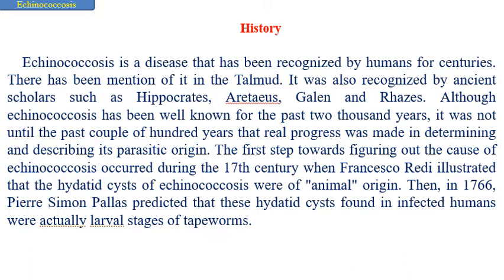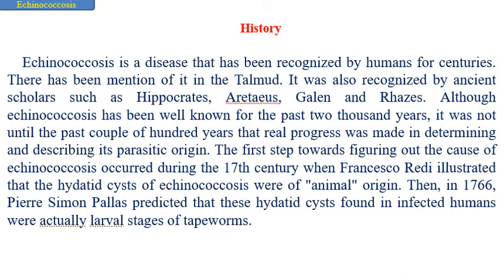Echinococcosis is a disease that has been recognized by humans for centuries. There is a mention of it in the Talmud. It was also recognized by ancient scholars such as Hippocrates, Aretaeus, Galen, and Rhazes. Although echinococcosis has been well known for the past 2000 years, it was not until the past couple hundred years that real progress was made in describing its parasitic origin. The first step towards figuring out the cause occurred during the 17th century, when Francesco Redi illustrated that the hydatids of echinococcosis were of animal origin.